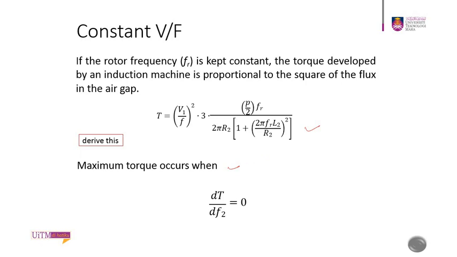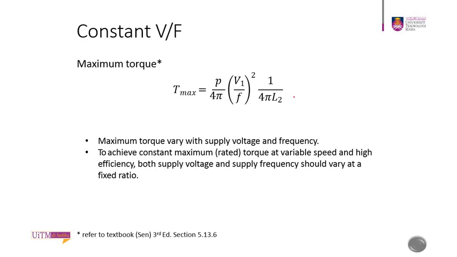If you derive this, you will get your maximum torque. Based on the equation of the maximum torque, it varies between the supply voltage and the frequency. And to achieve a constant maximum rated torque at a variable speed and high efficiency, both the supply voltage and supply frequency should vary at a fixed ratio.